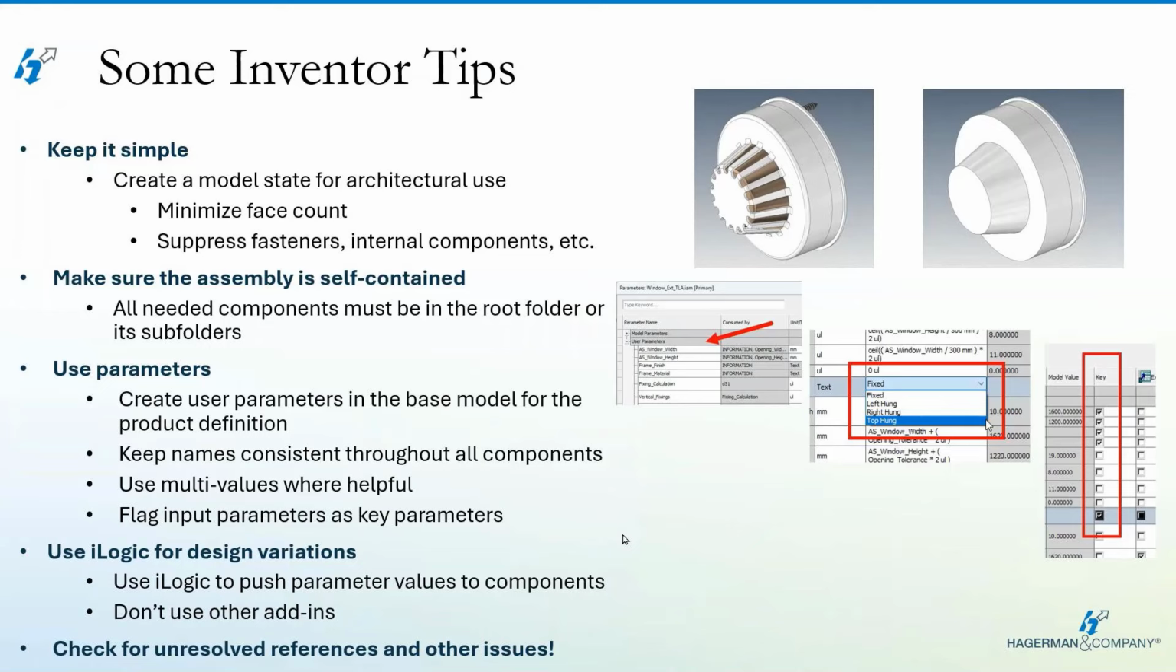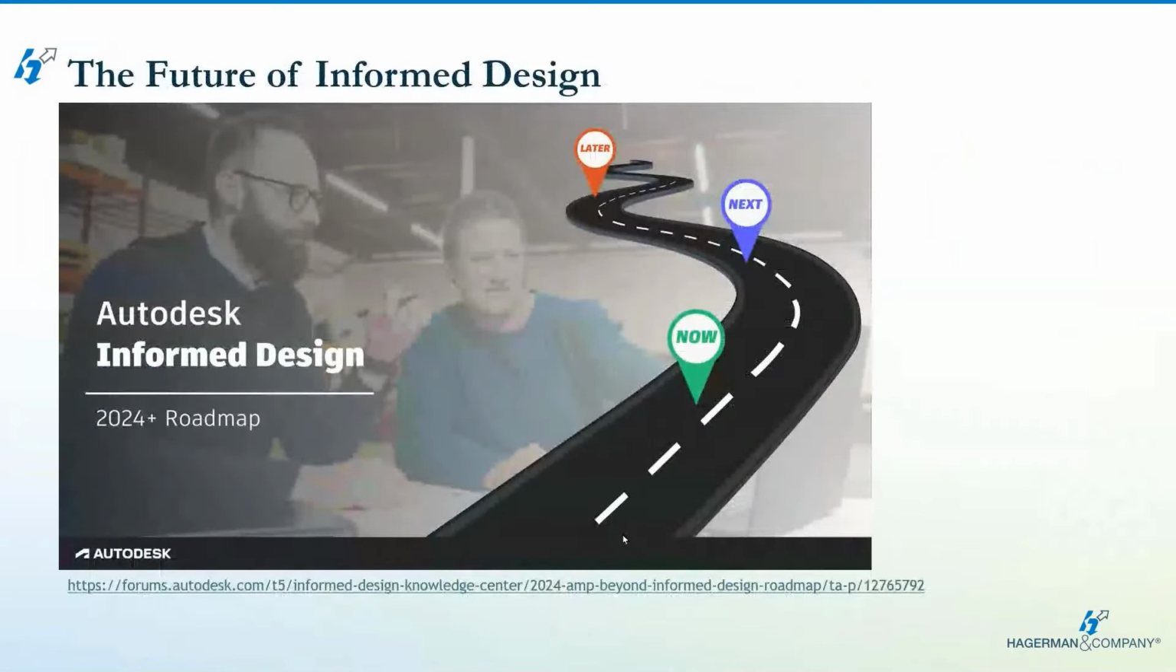Great. Thanks, Jim. So as we've both mentioned throughout this process, this all started in versions 24 through 26. And there is a roadmap for additional functionality. So you can see the link there. Probably easier just to Google Informed Design roadmap, honestly.